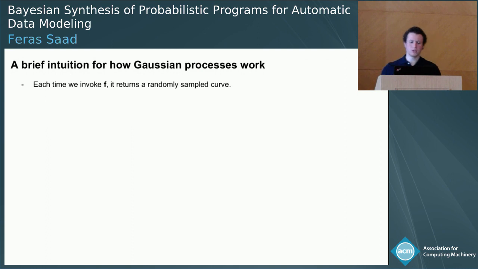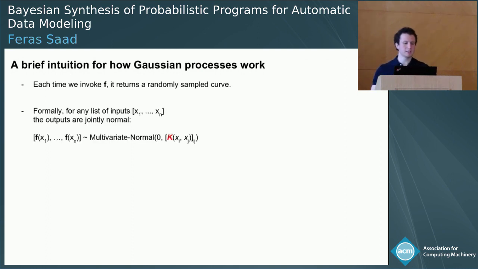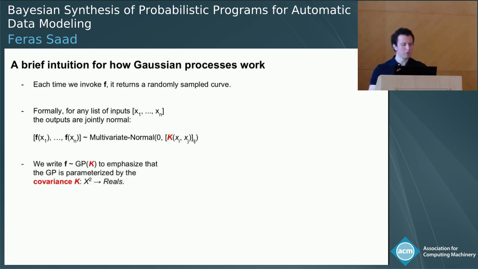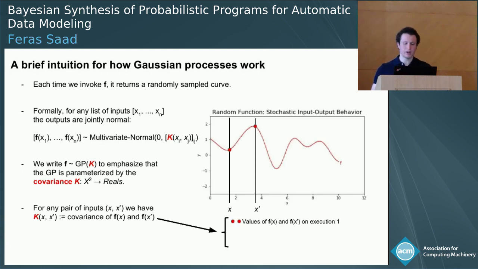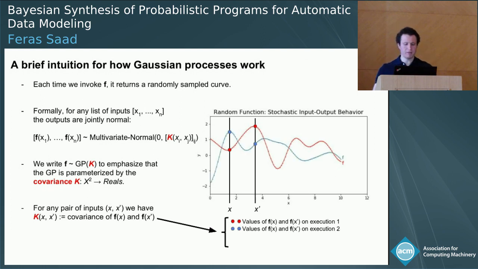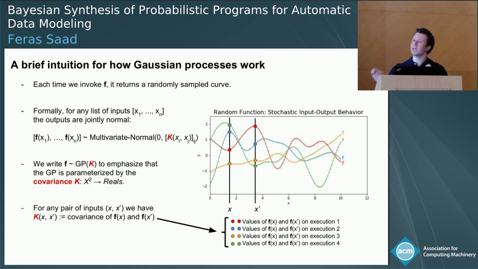So, very quick intuition for how GPs work. Again, each time we invoke f, it returns a randomly sampled curve. A little more formally, the joint distribution of the list of outputs is distributed as a multivariate normal, with some mean, here I'm just saying it's 0, and the covariance matrix specified by the function k. And what this k is telling me is, for any pair of points, how the values covary with one another. So every time I execute the program, I can fix 2 points, x and x prime. I can get the values of the function at that execution, and the k is telling me how those two vary with one another. And as we saw on the previous slide, by modifying this covariance function, we can get a wide set of patterns.